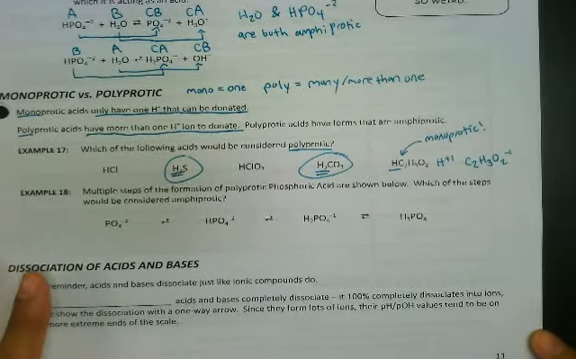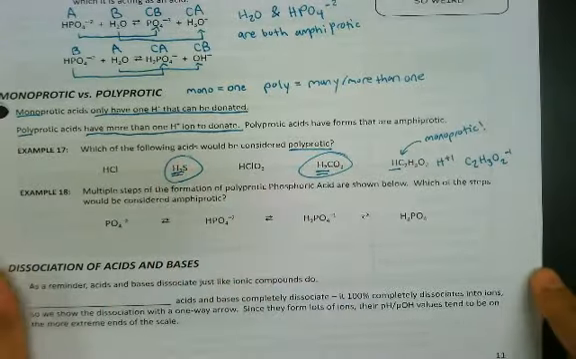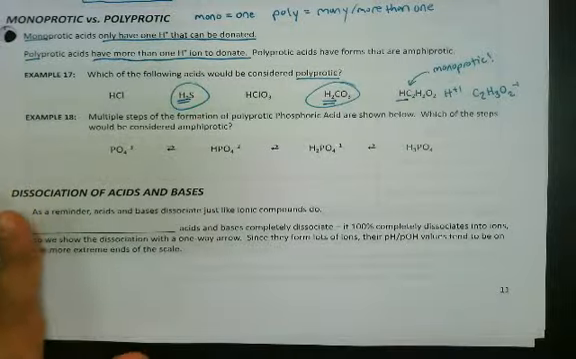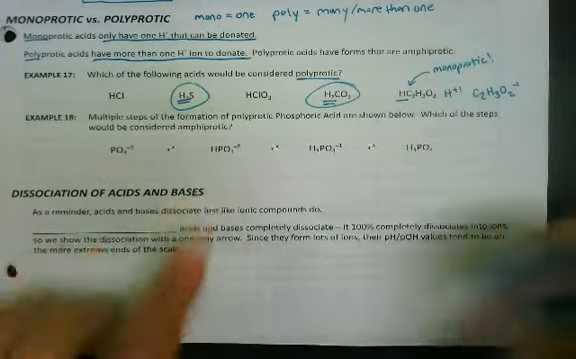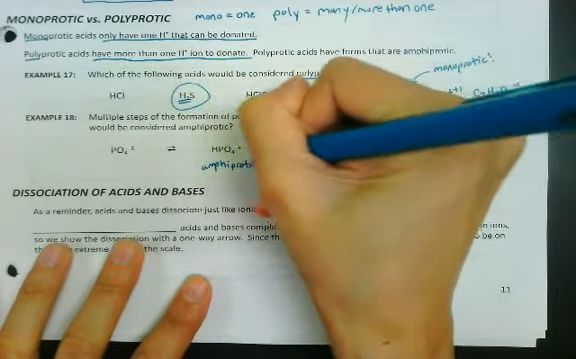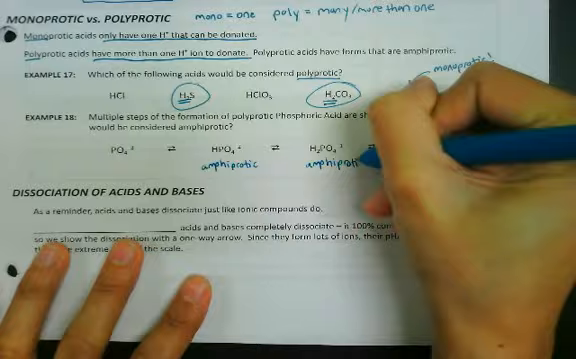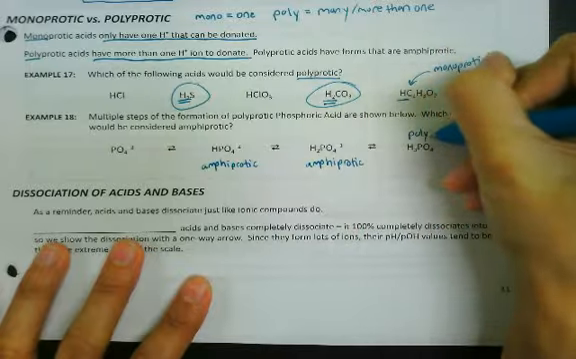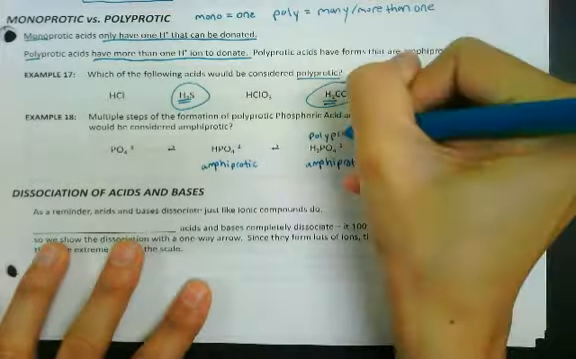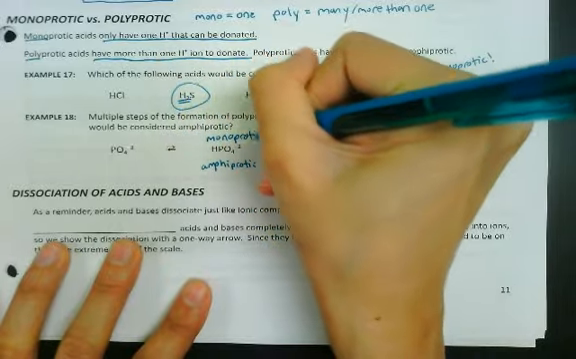Okay. Any questions there? So these are the only two polyprotic here. The rest of these are monoprotic. Here, for the sake of time, we have a lot to get through today, I'm going to write in that this guy is amphiprotic. This guy is amphiprotic. And then this guy is polyprotic, and monoprotic here. Okay.